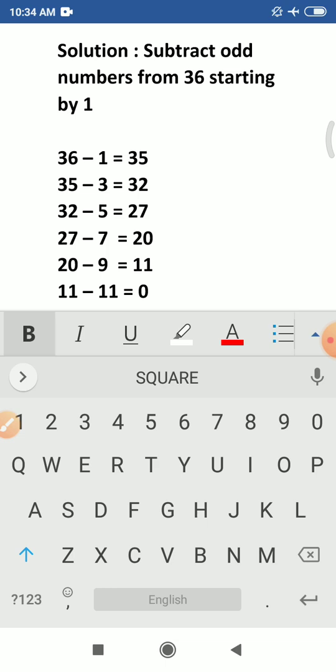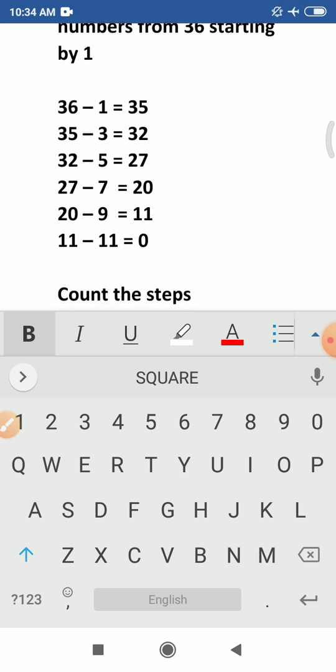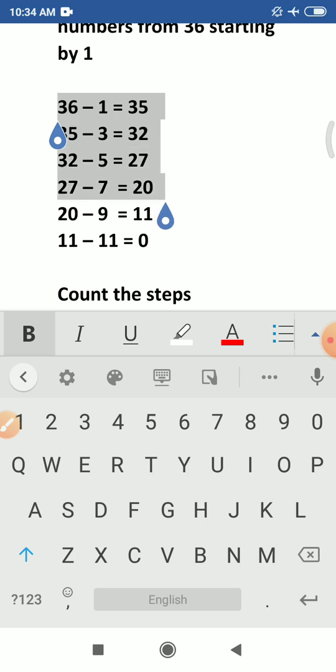Then the next step: 32 minus the next consecutive odd number, that is 5, equal to 27. Next 27 minus 7 is equal to 20. Next 20 minus 9 is equal to 11. And next 11 minus 11 is equal to 0. Now we got the answer 0. So we have to stop the subtraction and count the steps. Here see how many steps there are: 1, 2, 3, 4, 5 and 6.